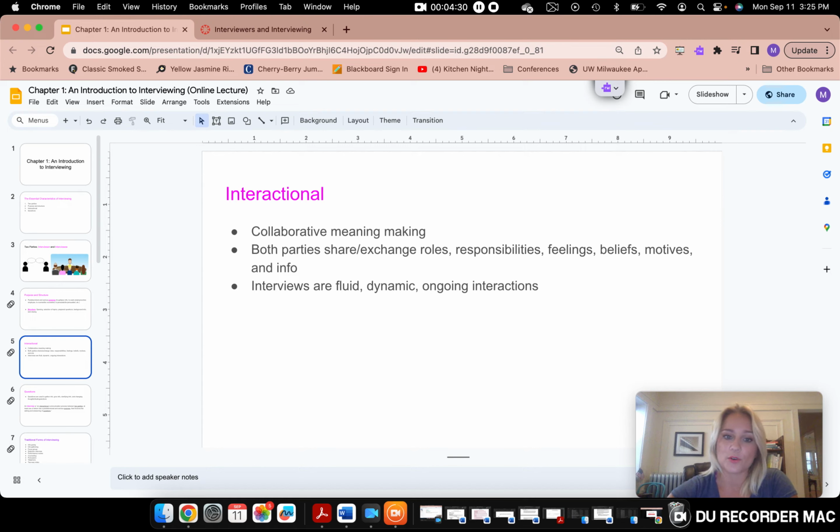That means that both parties are sharing and exchanging each other's roles of asking and answering questions, responsibilities, feelings, beliefs, motives, and information. So it's dyadic. There's an exchange going on between the two parties. So interviews are fluid, dynamic, and ongoing interactions, and that's why no two interviews are ever going to be the same. They're more conversational and based on the moment.